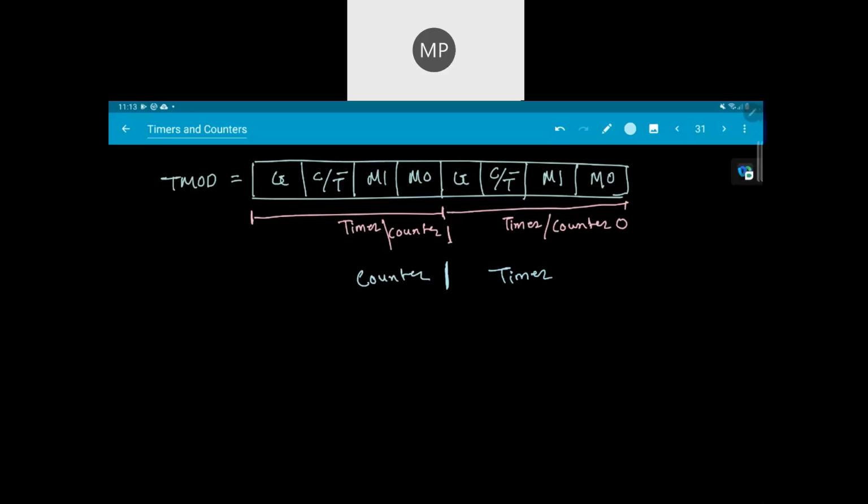If we are able to do this, we can solve the issue. We can use this timer to generate a delay of 1 second, and we can use this counter to count the number of pulses, right? So both the operations can be performed using timer/counter 1 and timer/counter 0.